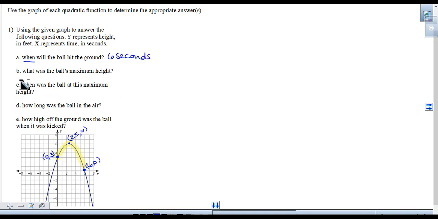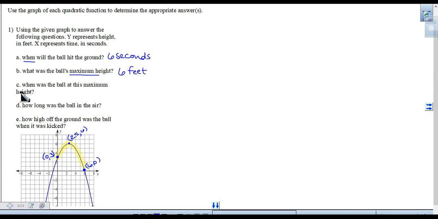In the second question, it says, what was the ball's maximum height? Anytime a word problem uses the words maximum or minimum, they're referring to the vertex. And so that's where we're going to look for our answer. Since they're asking us about the height, and we know y represents the height, then we'll focus on the y value at the vertex. So the maximum height is 6 feet.